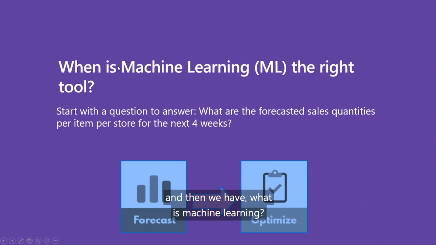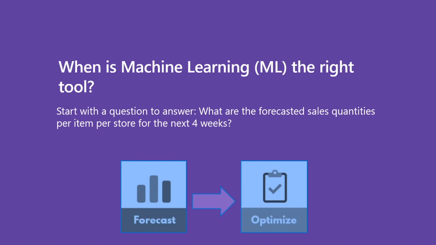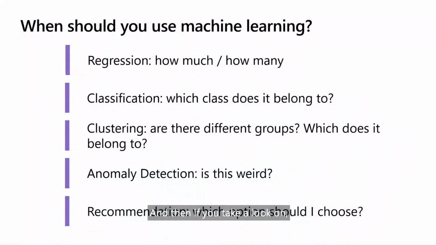And then we have: what is machine learning? When is machine learning the right tool? Prediction, forecast, quantity. Start with a question to ask: whether the sales forecast quantity per item per store for the next 4 weeks, and you may have 3 years of historical data. That makes sense for you to use machine learning actually.